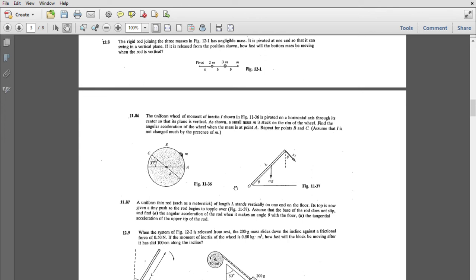1186: a uniform wheel of moment of inertia I, shown in this figure, pivoted on a horizontal axis through its center so that its plane is vertical. There's a small additional mass up here, and if that little mass weren't there, the wheel wouldn't tend to rotate one way or the other, but that additional mass is going to cause this thing to start rotating in the clockwise direction. That small mass m is stuck on the rim of the wheel. Find the angular acceleration of the wheel when the mass is at point A. Repeat for points B and C.